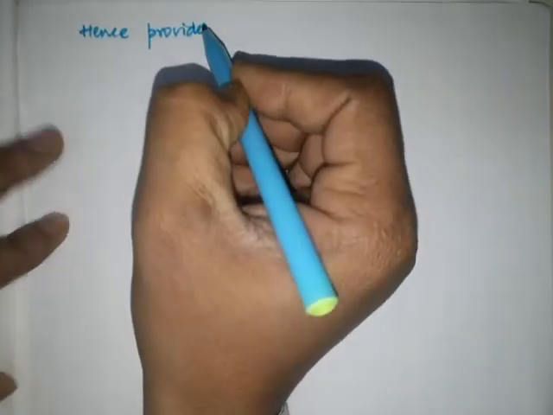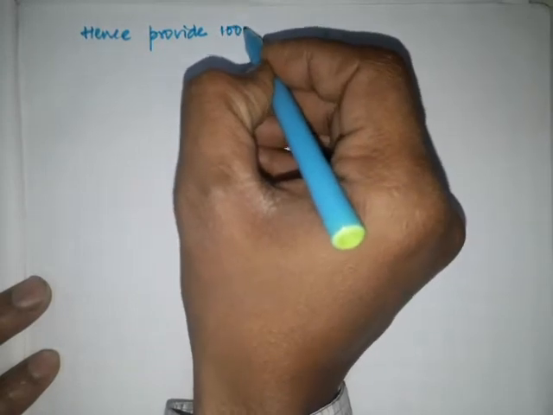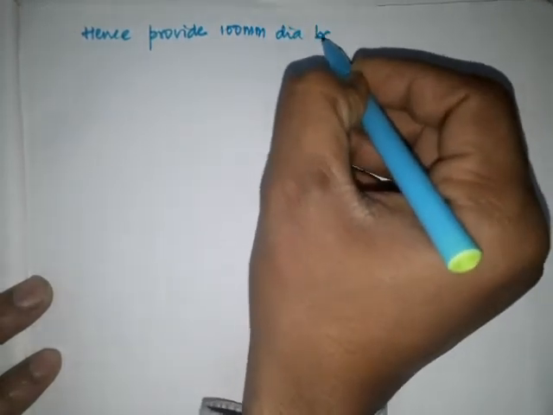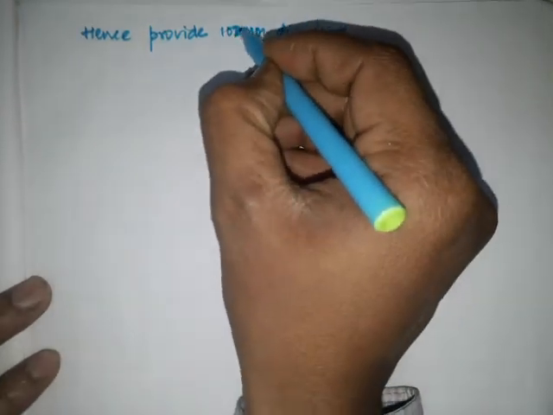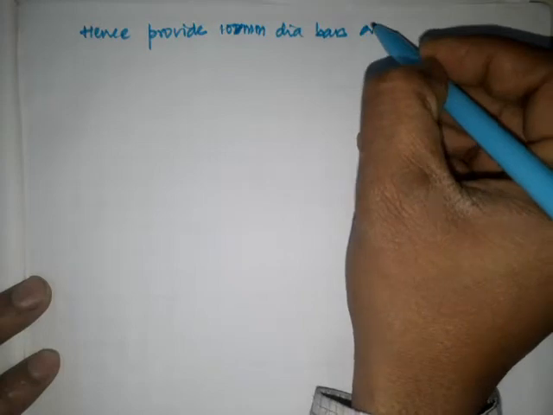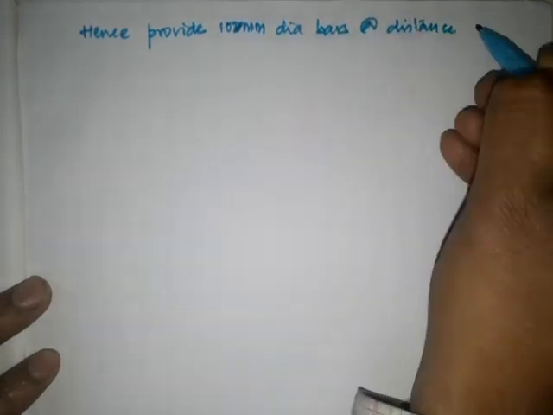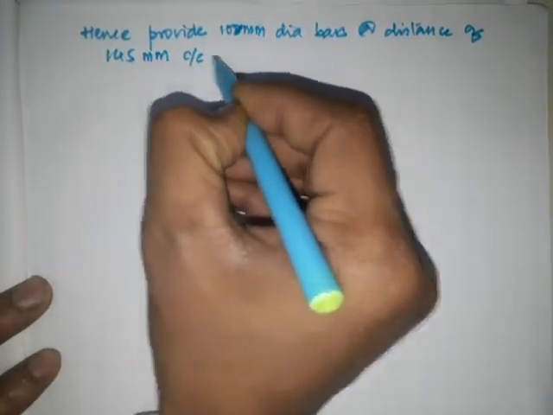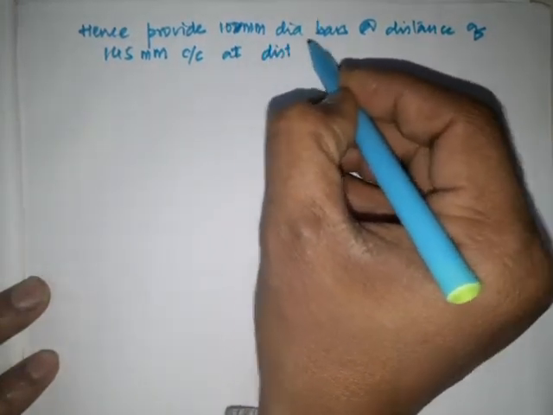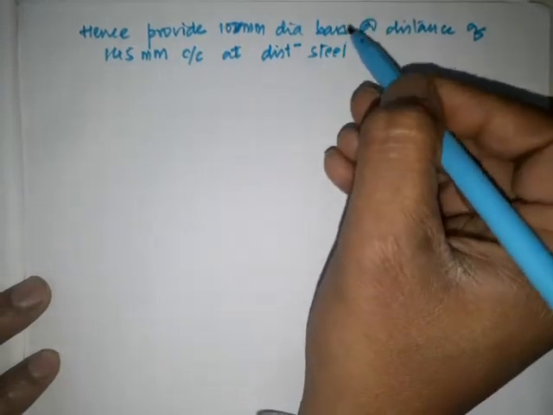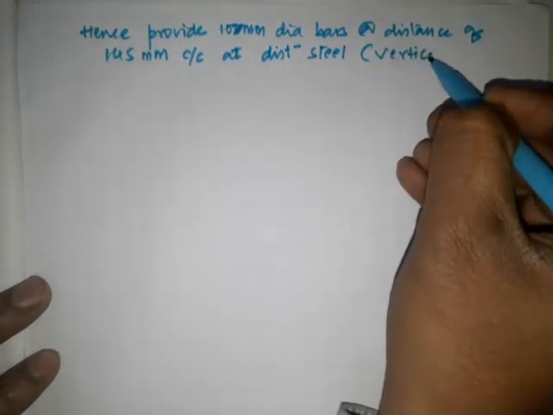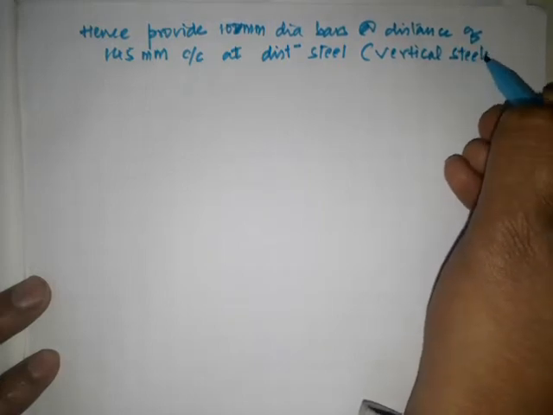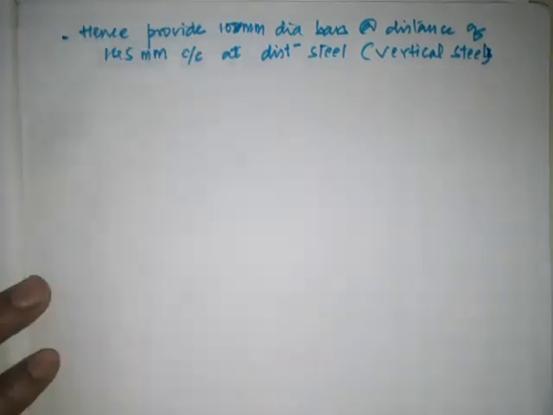Okay, so what I can write here, hence provide 10 mm dia bars at a distance of 145 mm center to center as distribution steel or vertical steel, or vertical bars. Okay, so this is a very important note.